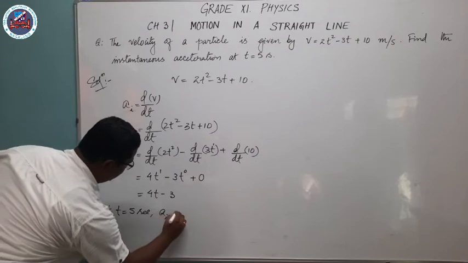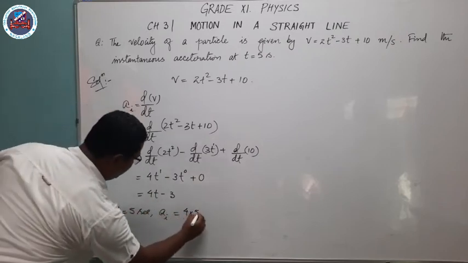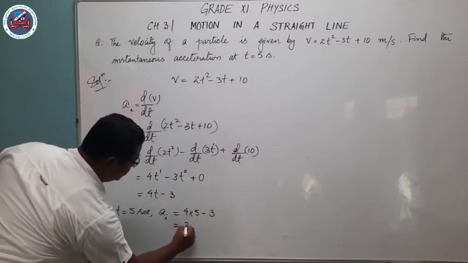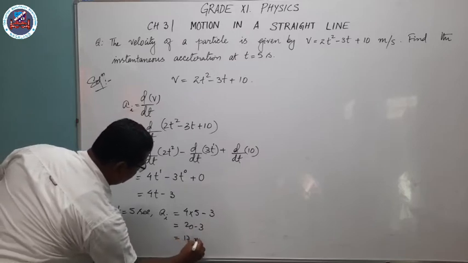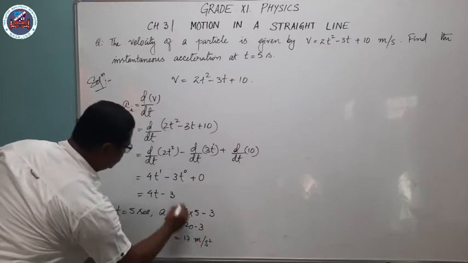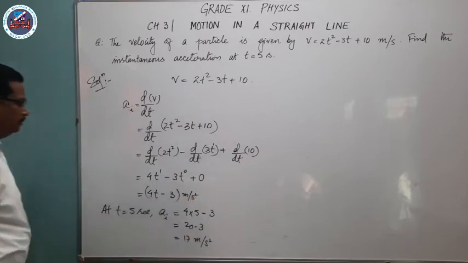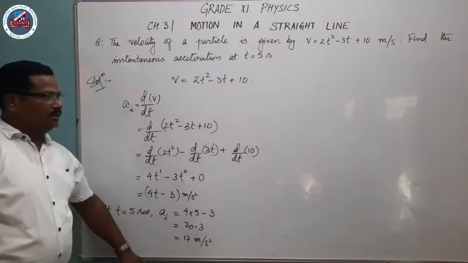instantaneous acceleration will become 4 into, this t value we put here, 4 into t, which is 5, minus 3. So it will become 20 minus 3. 20 minus 3 is 17. Then you need to write down meter per second square. Here also you need to say meter per second square. Like this you can find out the instantaneous acceleration.